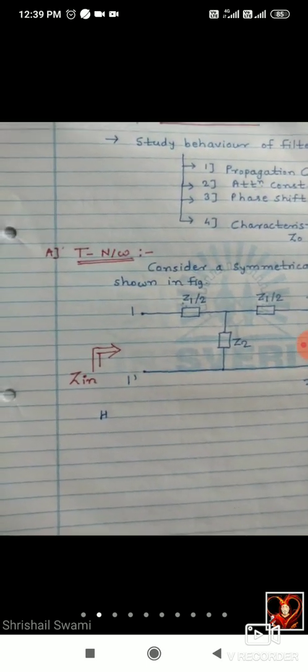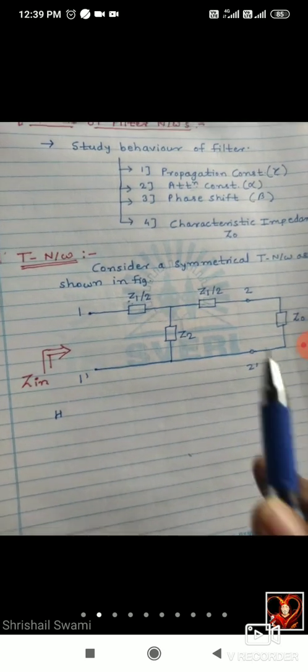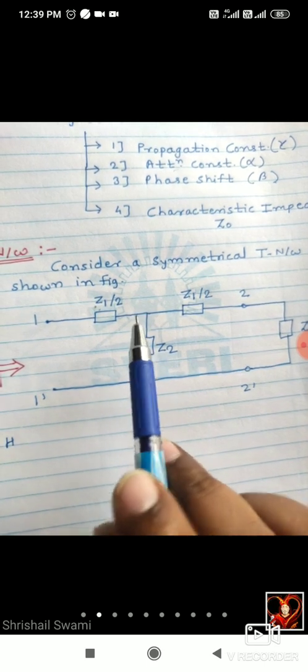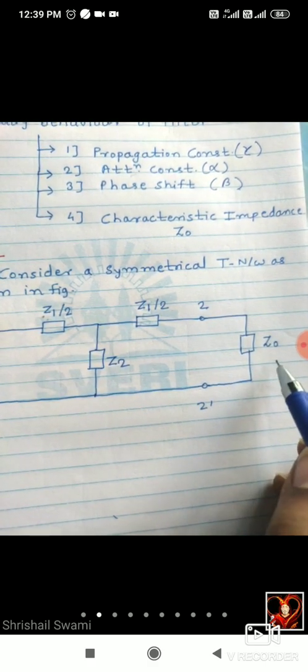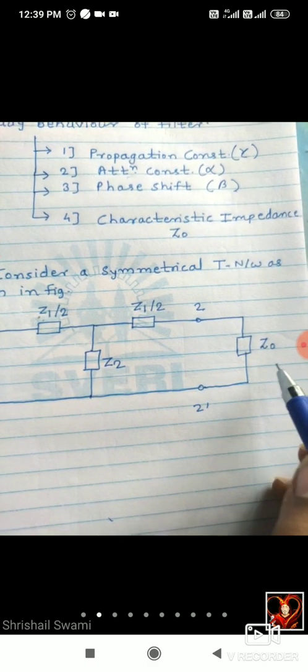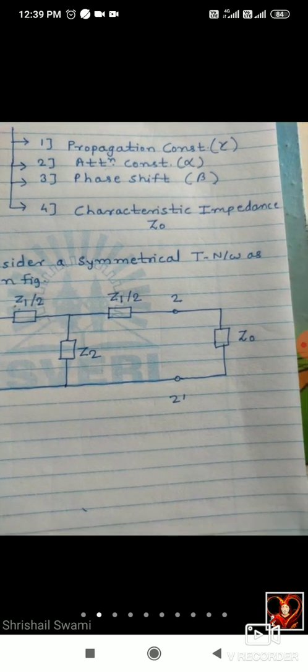Now we will start with the first filter, the T type network. Consider a symmetrical T network as shown in the figure. The T network we already discussed in the last lecture: the series arm consists of Z1 by 2, Z1 by 2, and the shunt arm or parallel arm consists of Z2. At port 2 dash, we are going to connect a load impedance, which you can also call the characteristic impedance or nominal impedance. All the names are the same.